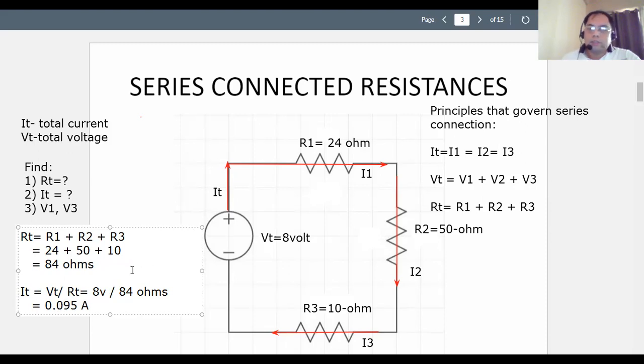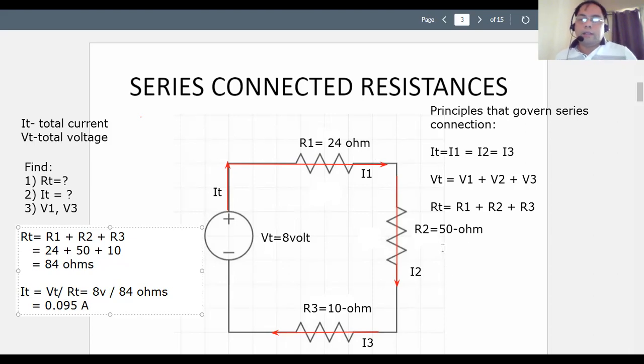Now, what's the significance of getting the total current? From our first principle, that tells us that the currents passing in and out of our resistances are all equal to 0.095. So I1 will be this value, I sub 2 as well, and I sub 3. All 3 currents of the resistances are equal to this number.